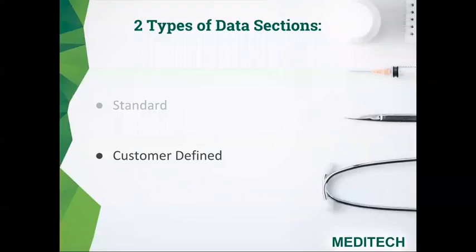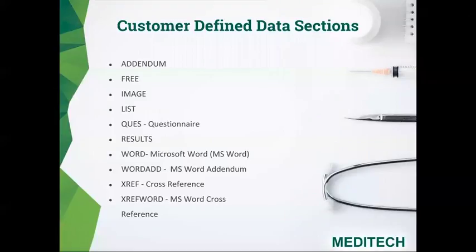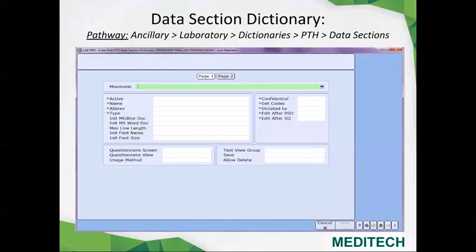Now we'll go through the custom defined data sections, a list of all of which is provided in this slide. So without further ado, we will take a look at how these data sections are defined in our system. Let's branch over into our data section dictionary.